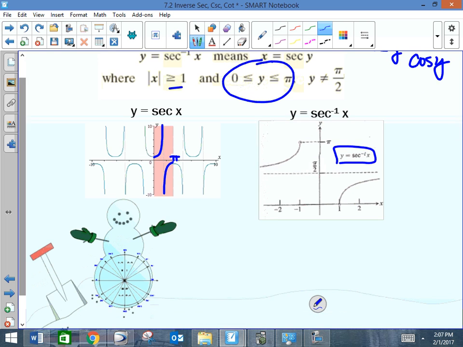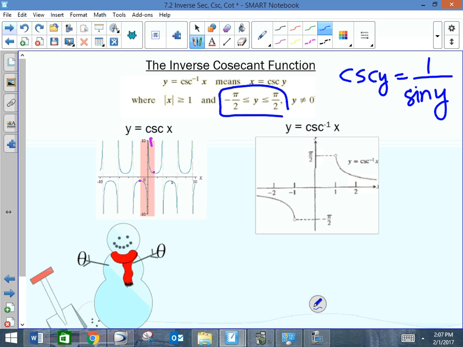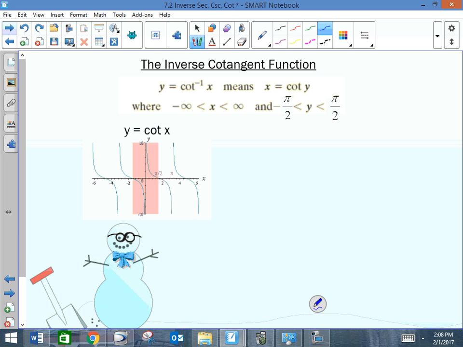Let's go on and mess with cosecant. Remember, cosecant is the reciprocal of which one? Sine. Okay, so again, we're back to that negative pi over 2 to pi over 2, which is that fourth and first quadrant, okay, which is nice. And then it looks kind of the same. That's what it looks like if you were to graph it. Do not have to worry about graphing, okay? That's your cosecant.